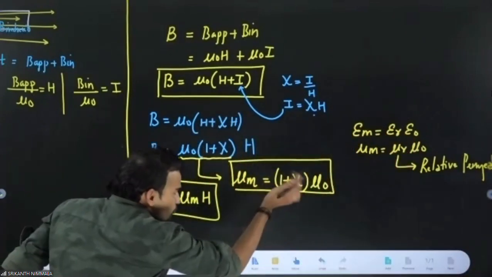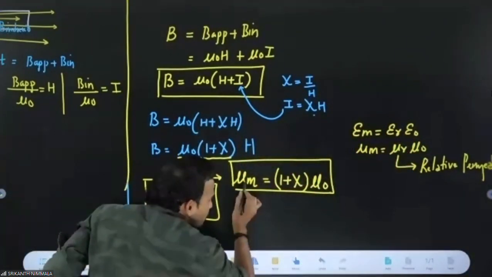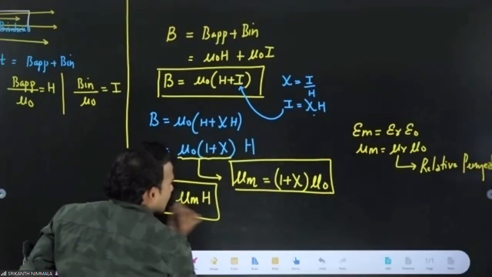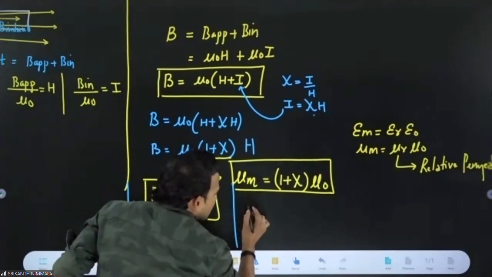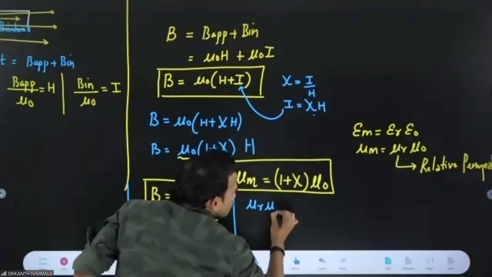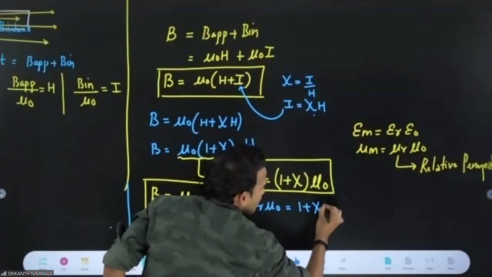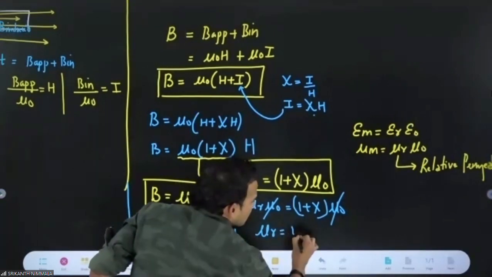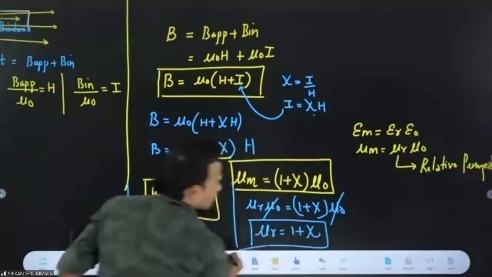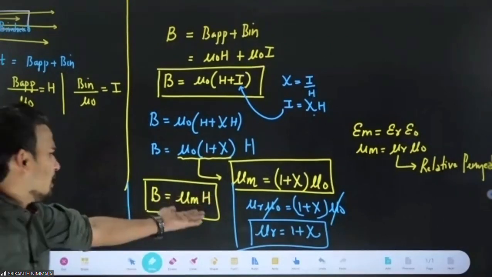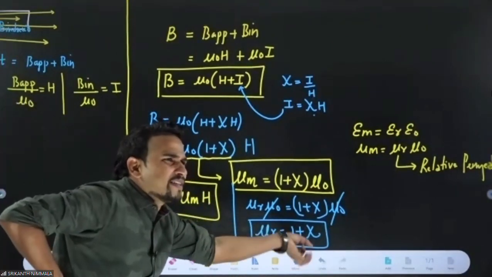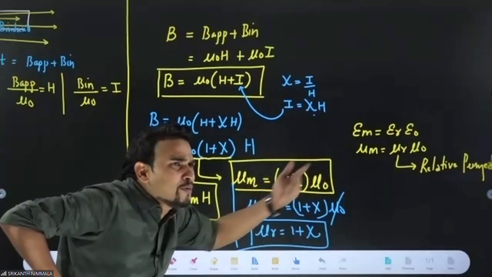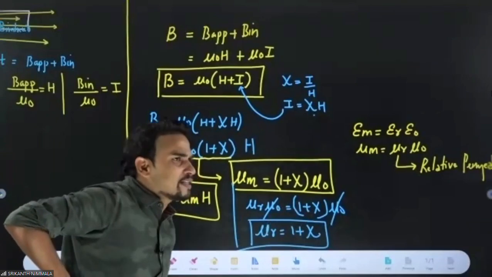Now from here, if you use that, you can get value of mu r also. Mu of a medium I can write as mu r into mu naught. This will be coming as 1 plus Xi into mu naught. So mu naught will get cancelled. Relative permeability of a medium will come 1 plus Xi. You can just remember mu r. Mu r is 1 plus Xi. And mu of the medium, you know now, is mu r into mu naught. You will get mu of the medium if mu r is 1 plus Xi.